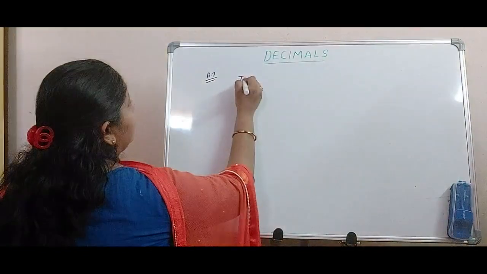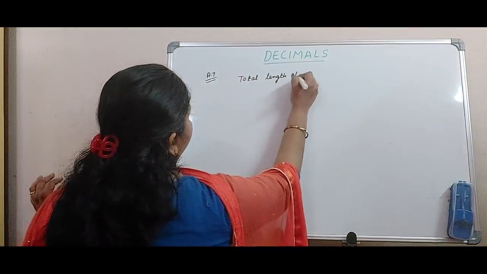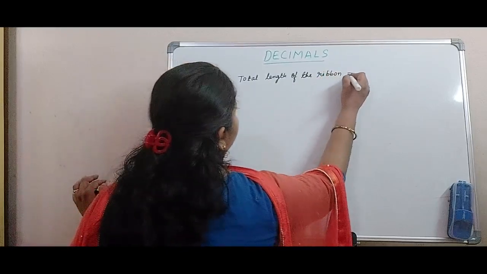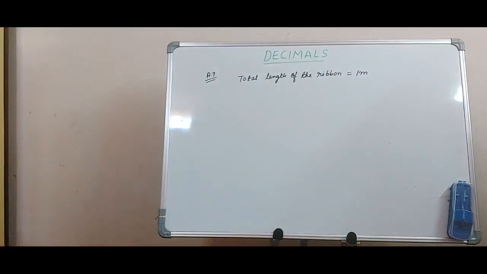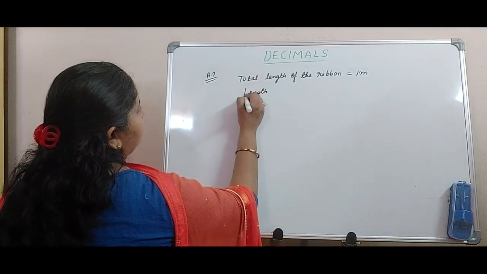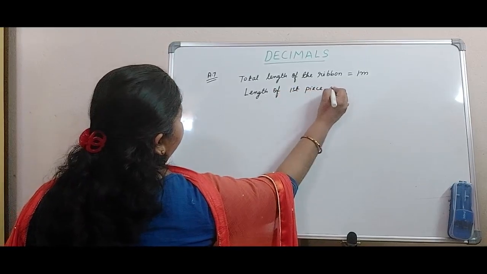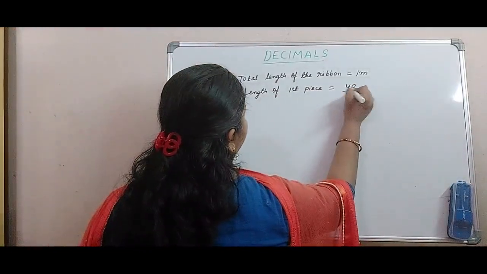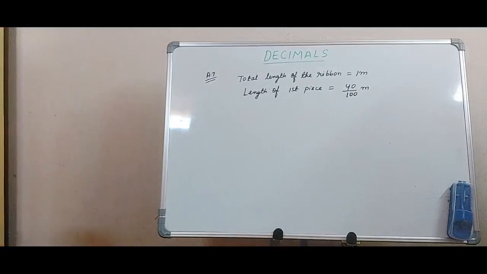So that must be your first sentence. Total length of the ribbon equal to 1 meter. This is your first sentence. The second sentence is length of first piece equal to 40 by 100 meter. That is given to you in the question.